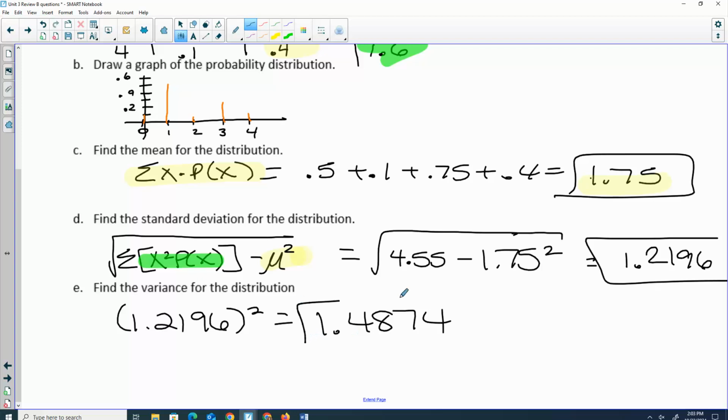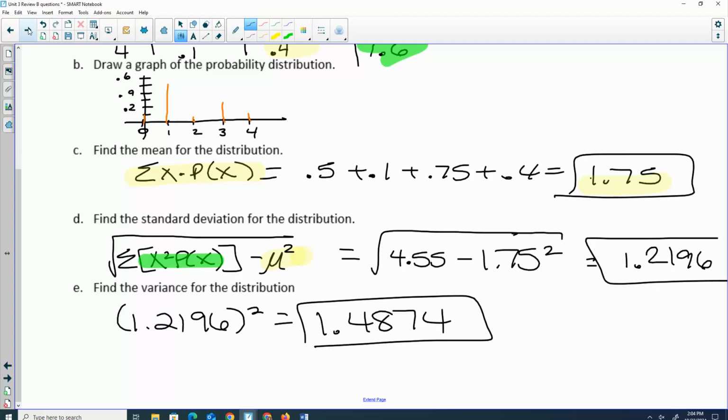And get 1.4874. There is a potential, like if you hadn't rounded this number, you might have gotten 1.4875. So just make sure you're showing me what numbers you're squaring, because rounding does change a little bit on here. All right, is that one okay?